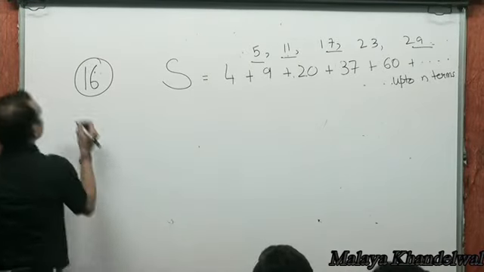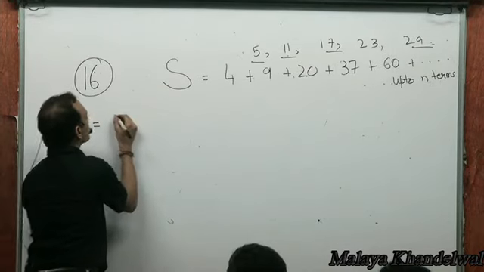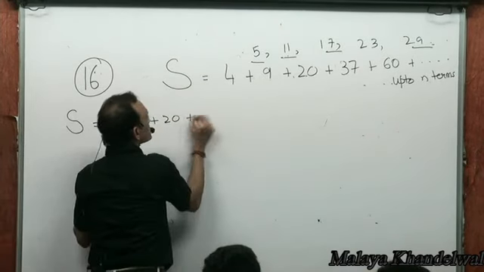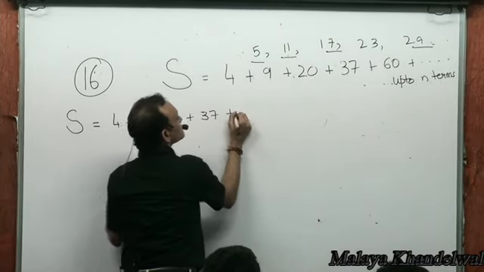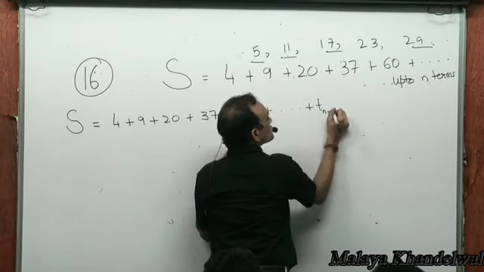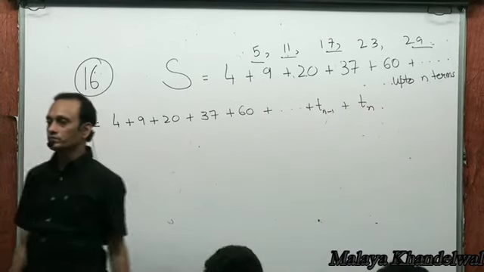What you do is, S is 4 plus 9 plus 20 plus 37 plus 60 plus the (n minus 1)th term plus the nth term, right?